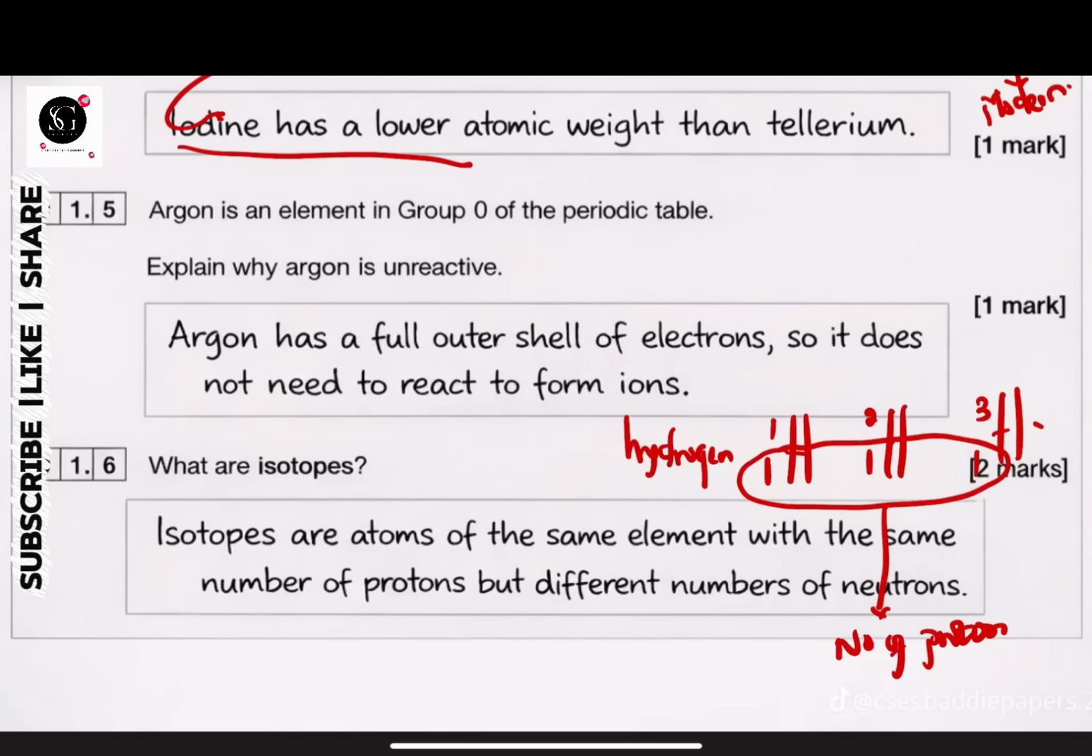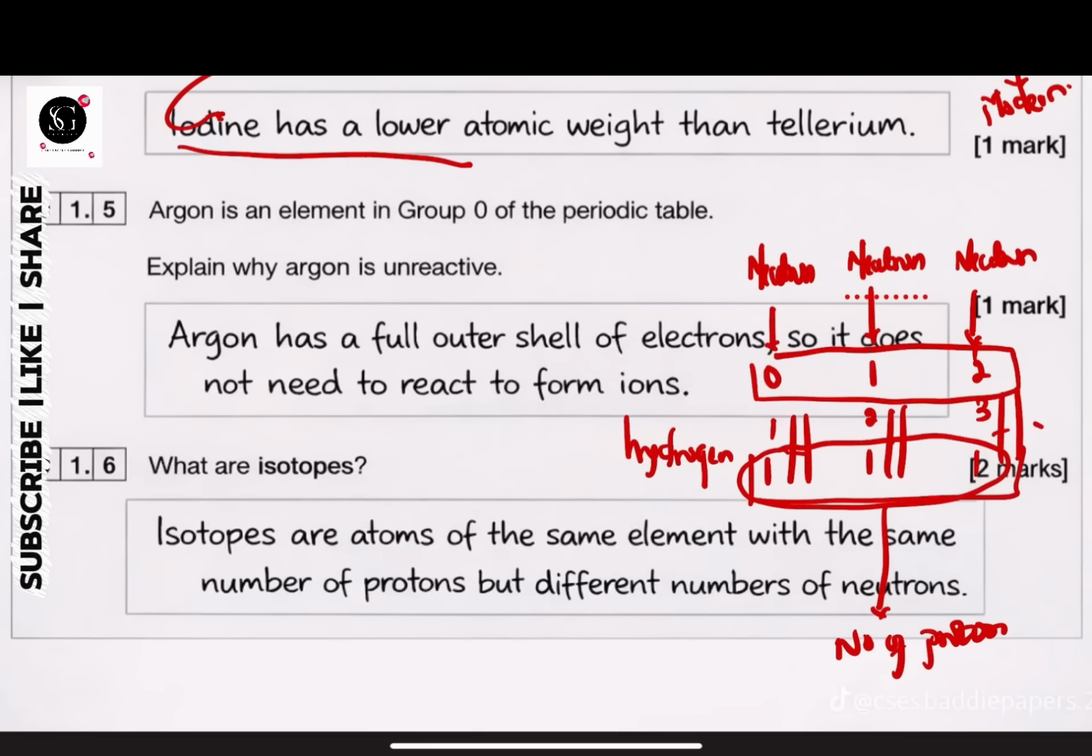So for this, 1 minus 1 is 0. So the neutron is 0 here. 2 minus 1 gives us 1 neutron. So the neutron is 1 here. And 3 minus 1 is 2. So the neutron is 2 here. So we can see that they have different numbers of neutrons, but the atomic number is the same. This, the upper one, is the mass number, and the lower one is often the atomic number.